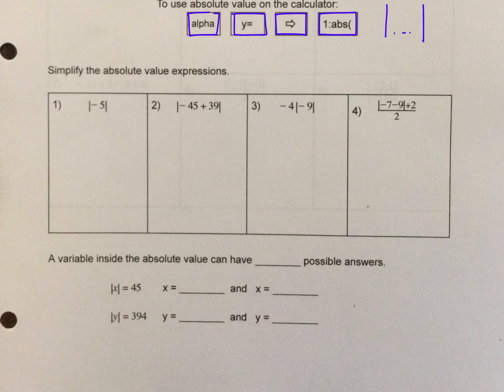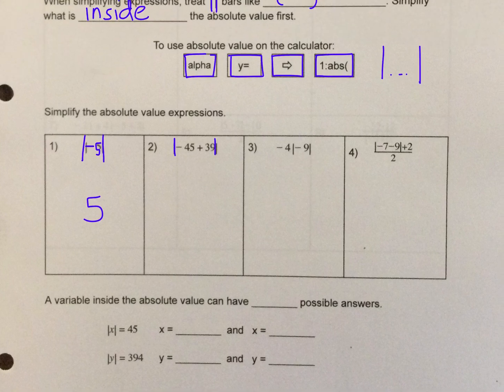So that's all we're going to do: type it into our calculators and get our answers. Number 1 is asking for the absolute value of negative 5. Well, I just want to know how far negative 5 is from 0. Well, it's 5 spaces. So number 2, I need you to do it in your calculator. Go ahead and put in the alpha y equals, hit the over button and get absolute value, and then write negative 45 plus 39. Do the same for number 3 and number 4. You need to make them look exactly like they look on the paper in your calculator.